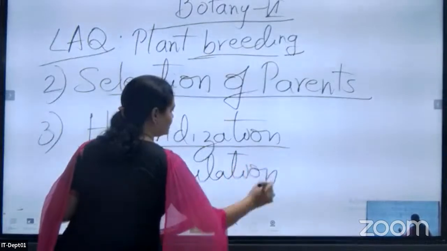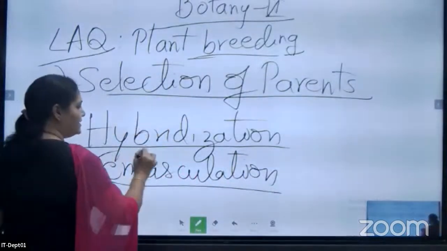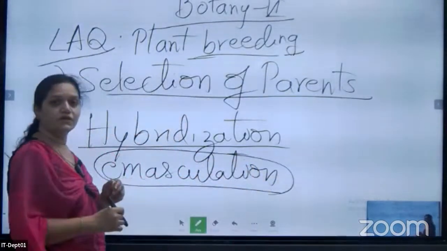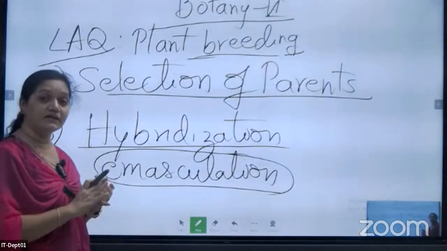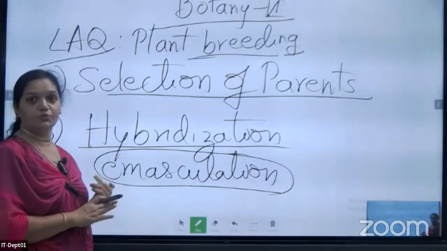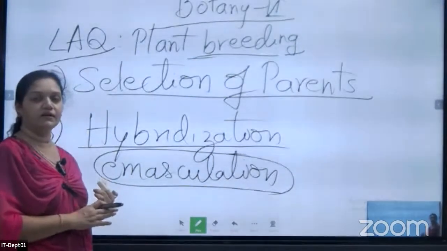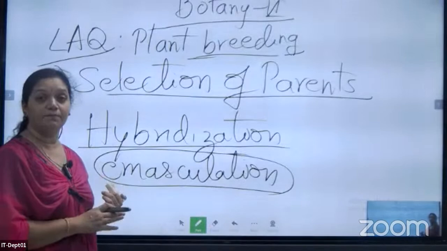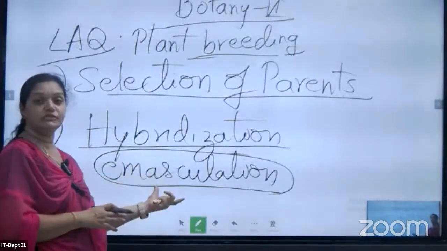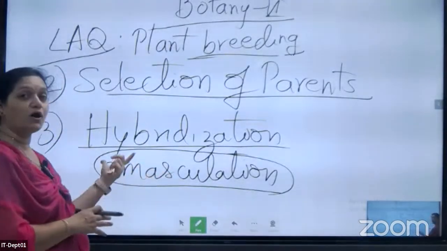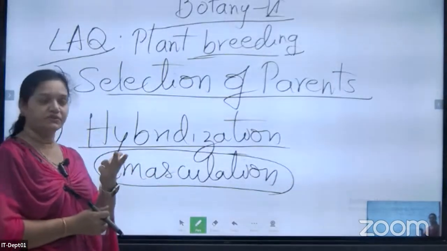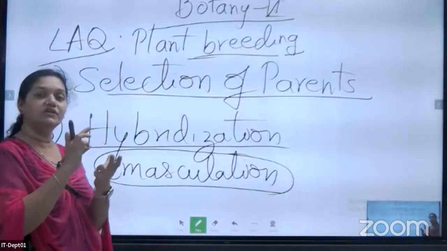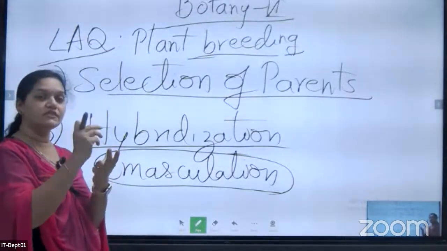Removal of stamens from the bisexual flower in the bud condition itself, to make the flower completely a female flower, is called emasculation. So in this step, how do we do the emasculation? If the flower is a very big flower, then we can easily remove the stamens with sterilized forceps.